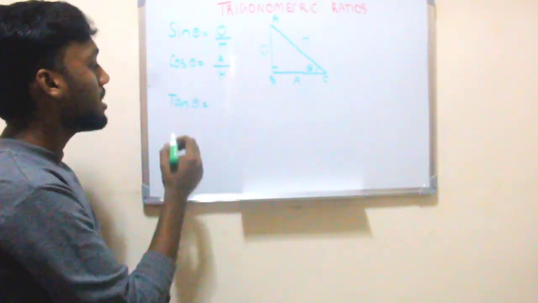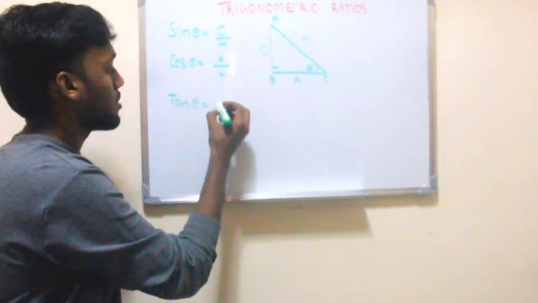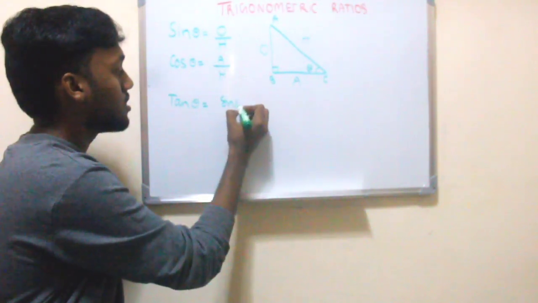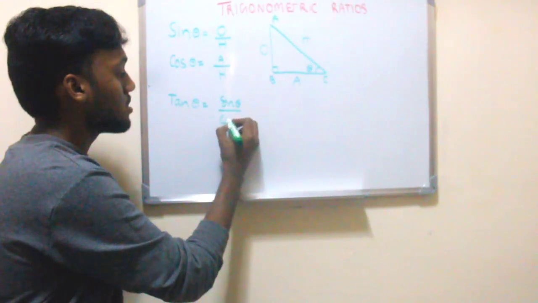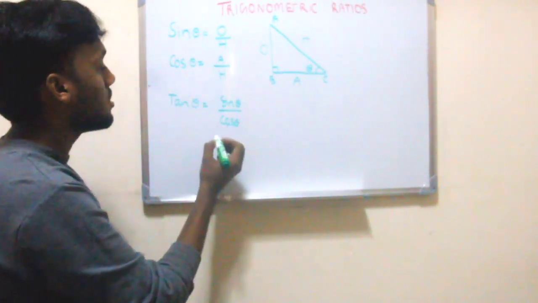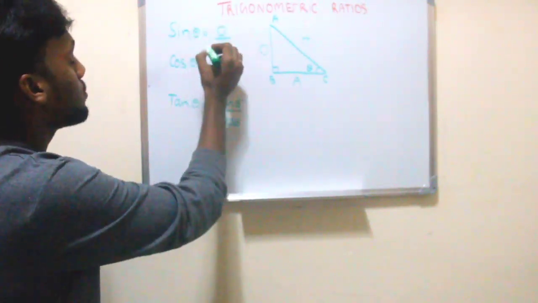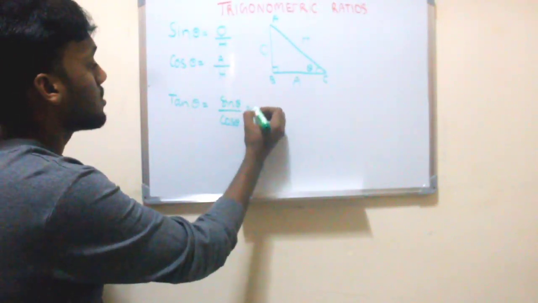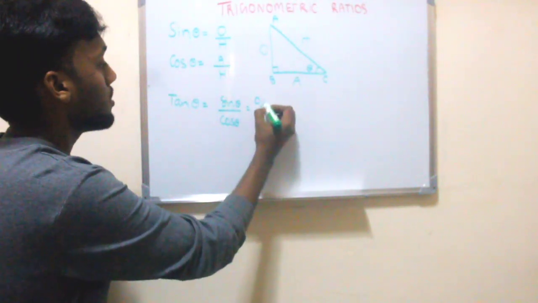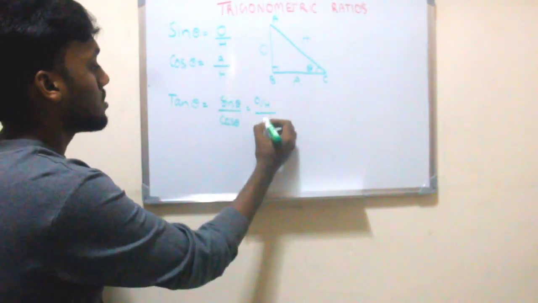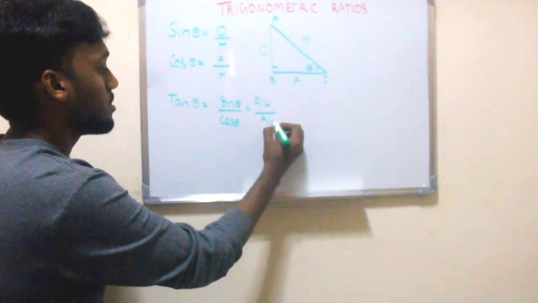So see, tan theta has a relation between sine and cos. It's nothing but the ratio of sine theta divided by cos theta. So tan is sine theta by cos theta. So what is sine theta? O by h. Let me write it here. O divided by h. And what is cos theta? A by h. I'm just substituting it.